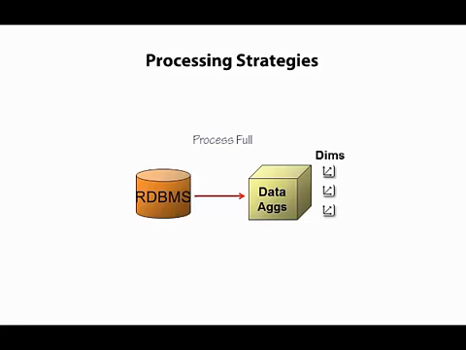If the cube or dimension is large, and large for a dimension would be a dimension with millions of members, we can replace the full process with process data and process index operations. By splitting up these two operations that are part of process full, we can allow Analysis Services to focus resources on one operation at a time and sometimes get better performance that way. But remember, this is more of an impact when we're working with large data volumes.